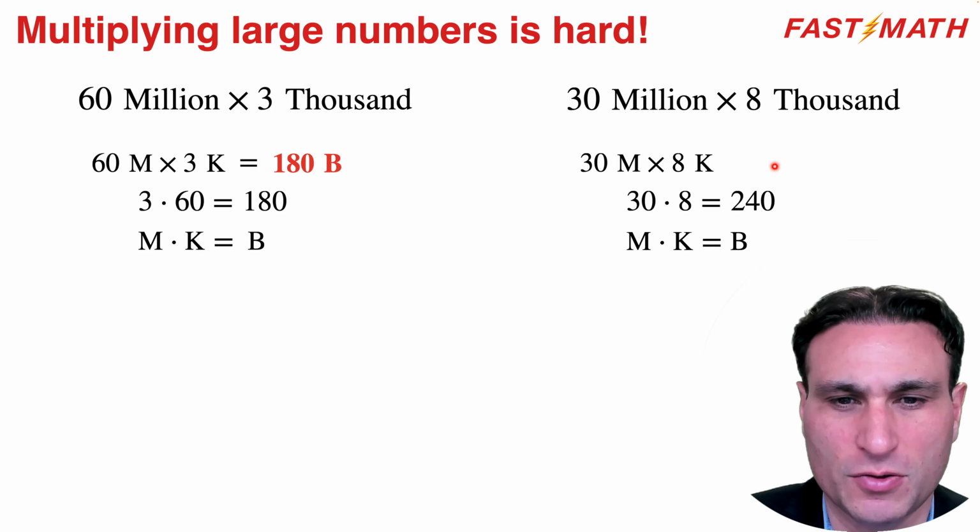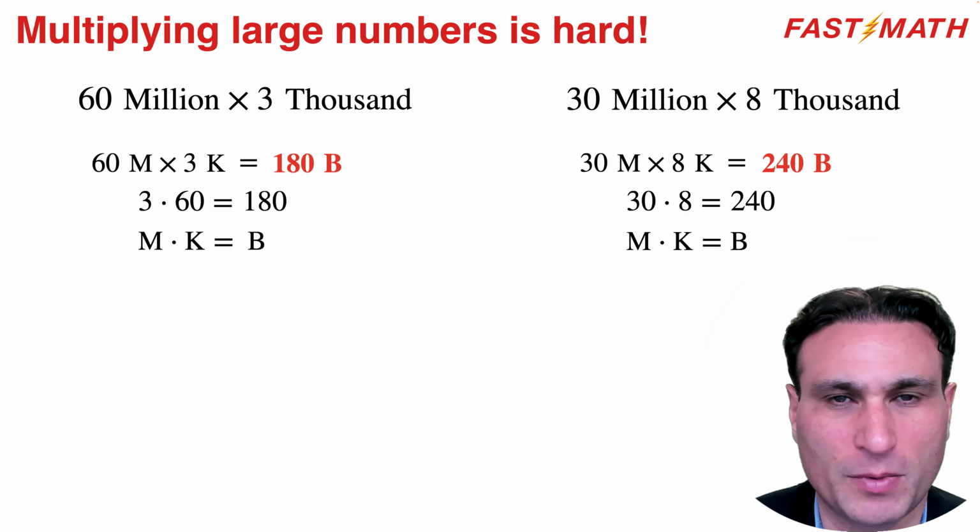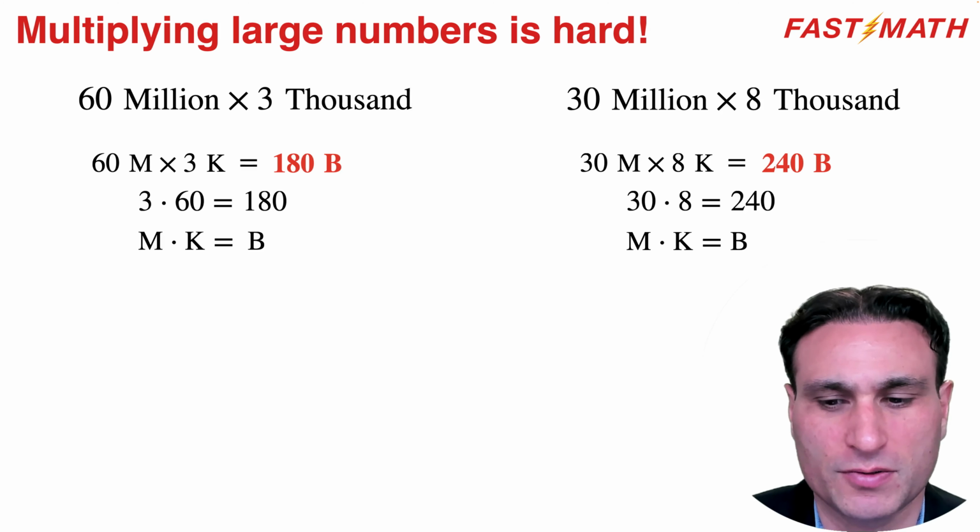So we just combine these two pieces and the answer is 240 billion. It's that simple. Again, this method is called no zero multiplication because there's no counting zeros.